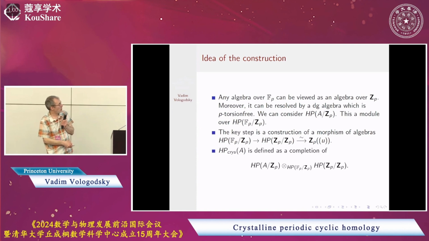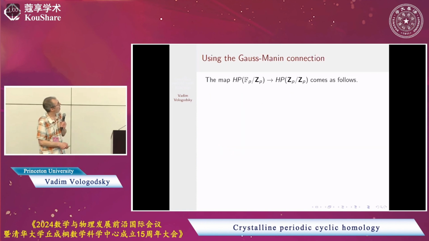Right? So once you have this, you just form a tensor product. You take an algebra over Fp, you compute its periodic cyclic homology over Zp, and then it's not a correct answer, but you correct it by forming this tensor product. And this map is needed really to form this tensor, right?